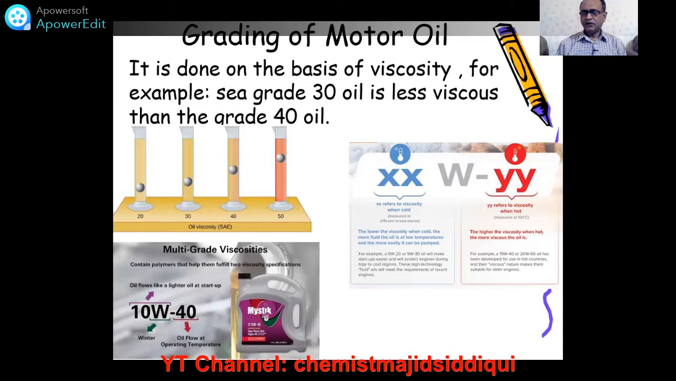You can see on the can of an engine oil some code written, 10W40. What does it mean? It means the viscosity in winter would be 10, whereas the viscosity in summer would be 40. Summer means high temperature, so that is why the viscosity is changed. All right.